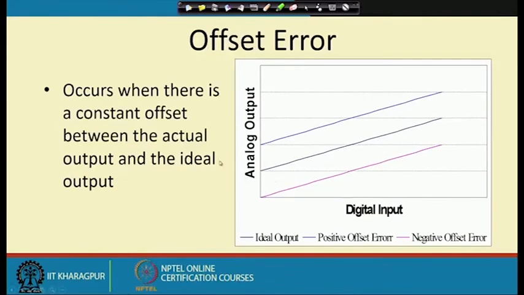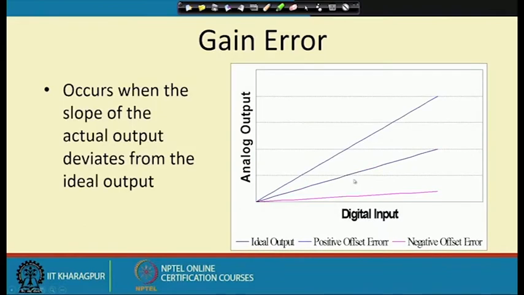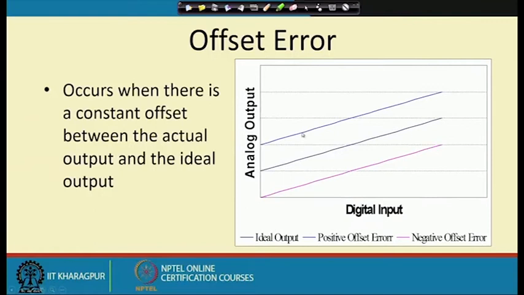Then there is an offset error. Offset error occurs when there is a constant offset between the actual output and the ideal output. So, this is the ideal output and always there is an offset. So, this offset is fixed, whereas for gain error, the gain is not fixed, but for offset error, this difference is fixed.